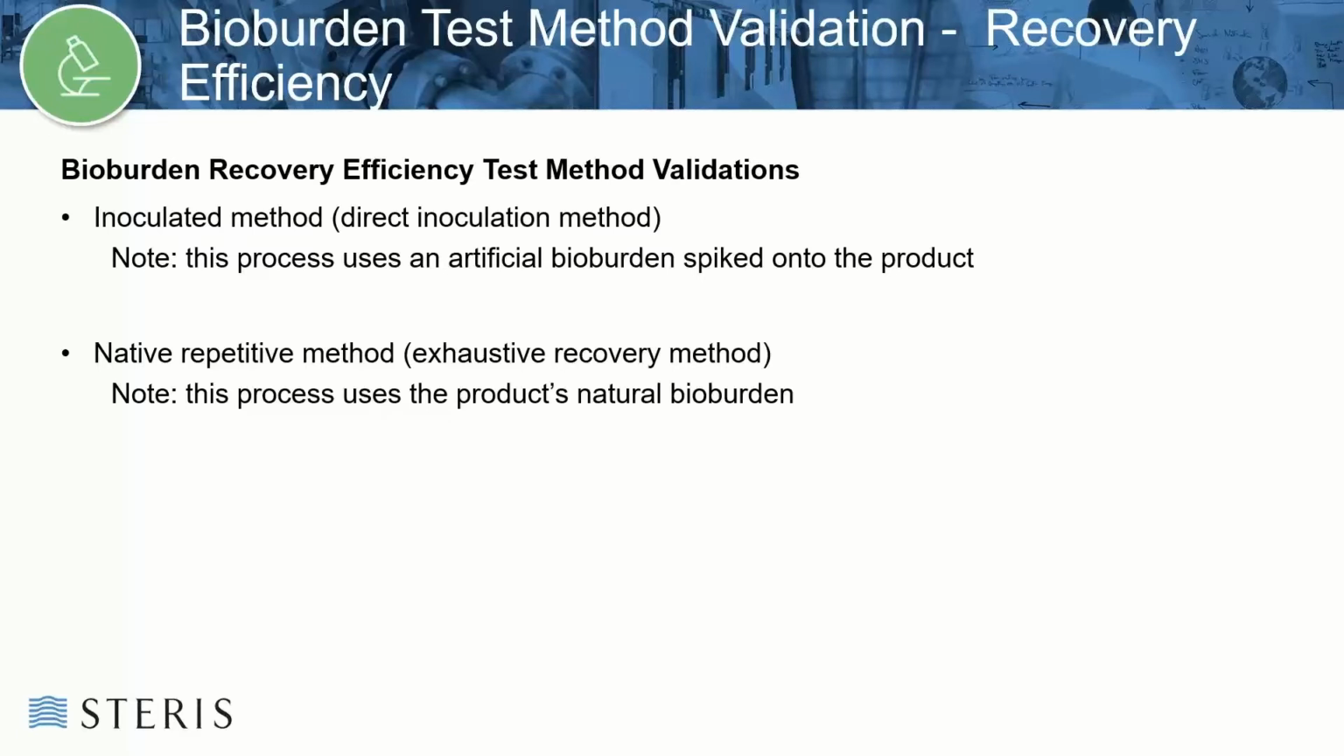The second is a native repetitive method, often referred to as an exhaustive recovery method, which uses the product's natural bioburden. Efficiency is measured by the first extraction recovery against the total recovered from all repetitive extractions.